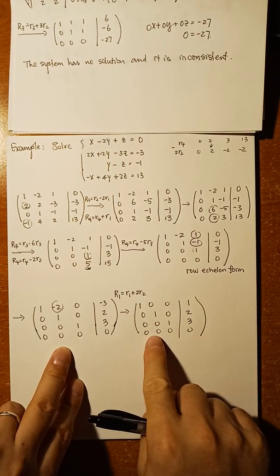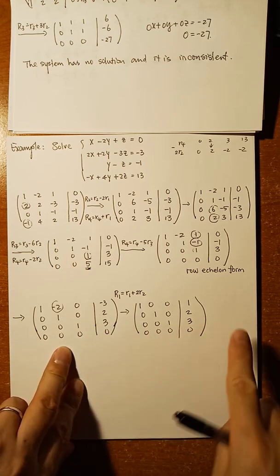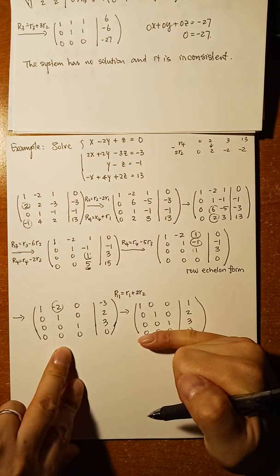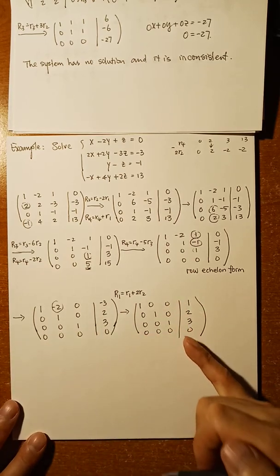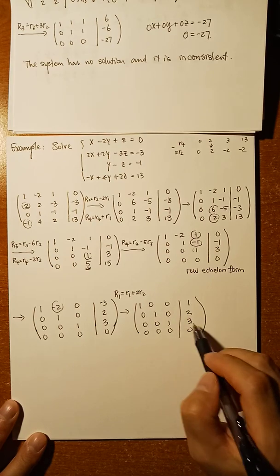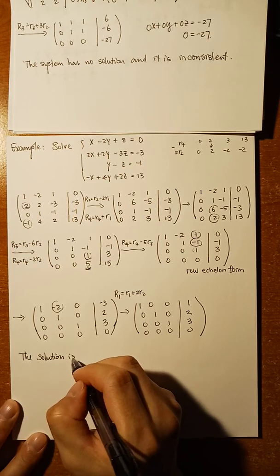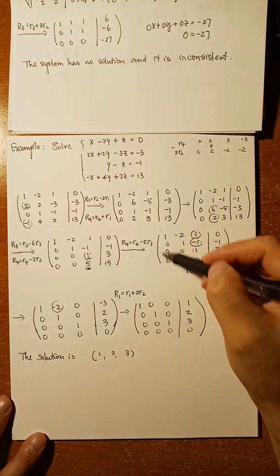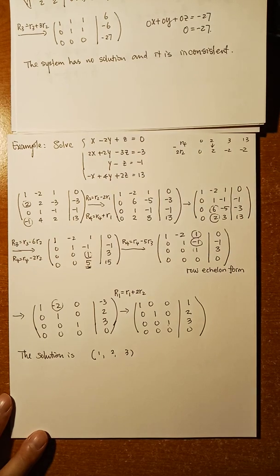Whenever you see all the entries 0 in one row, technically it means that row is 0 equals 0, nothing. So you can drop it. You don't need to consider it. Then this is the reduced row echelon form. The reduced row echelon form. Then x1 is 1, x2 is 2, x3 is 3. The solution is 1, 2, 3. You can compare this answer with the answer from just the regular row echelon form. They are always the same thing.